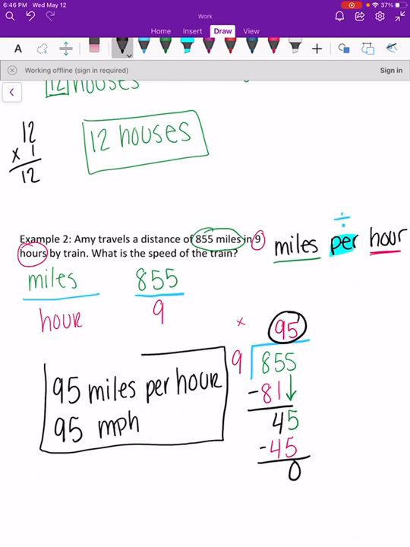Ooh, that's pretty fast. Awesome. And those were 2 examples for this module.